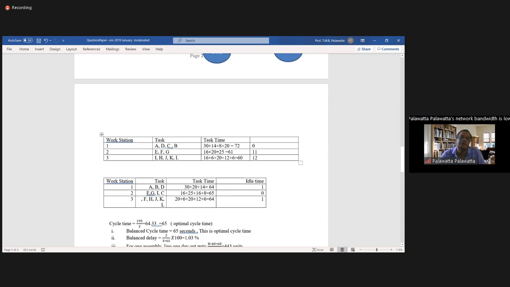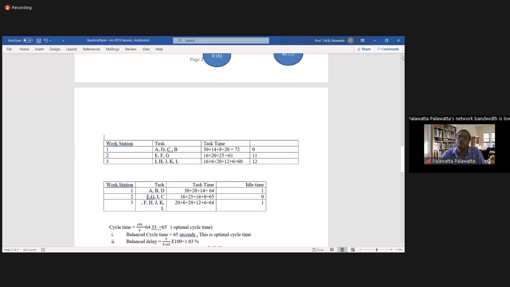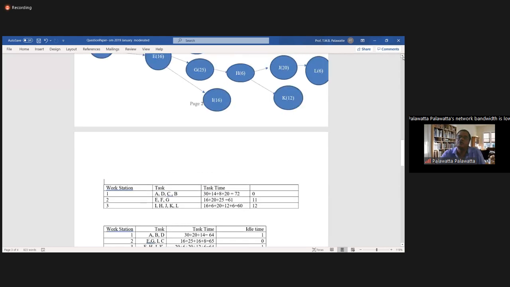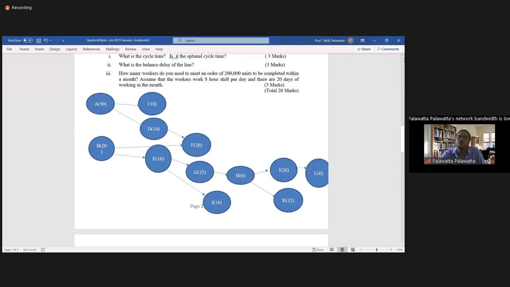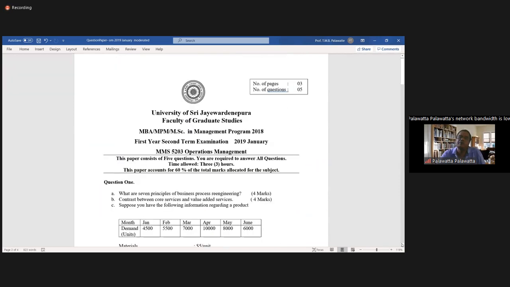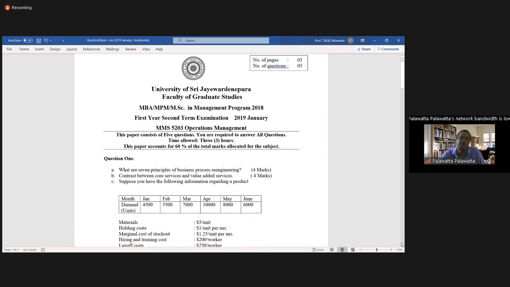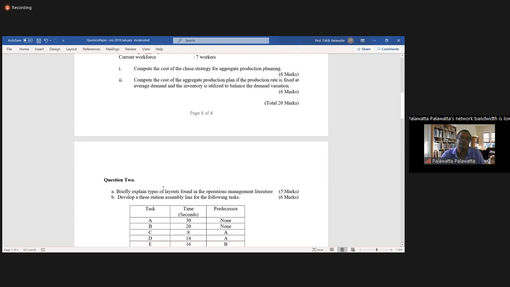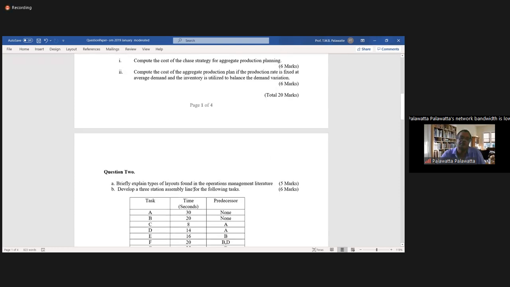So that's why I did not give the words, create a 3-station assembly line with optimal cycle time. I did not add optimal cycle time here. If I had added it, develop a 3-station assembly line with optimal cycle time for the following task, then you would have to create a 65-second line.